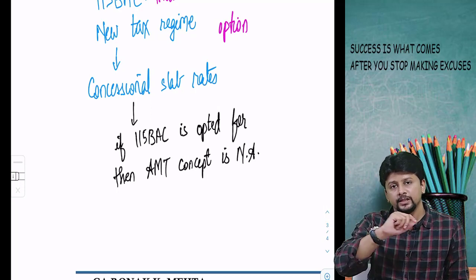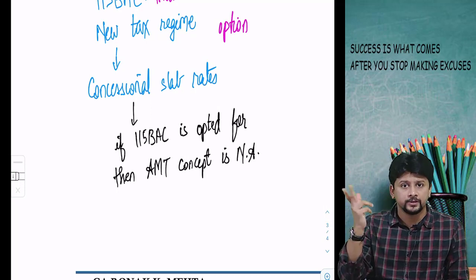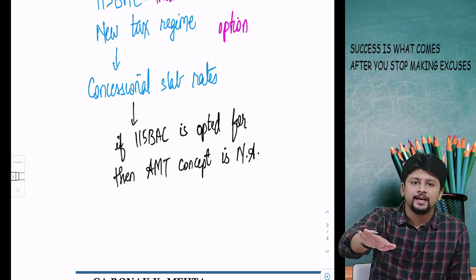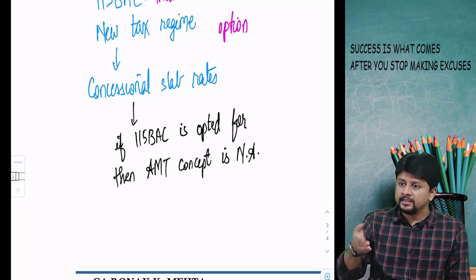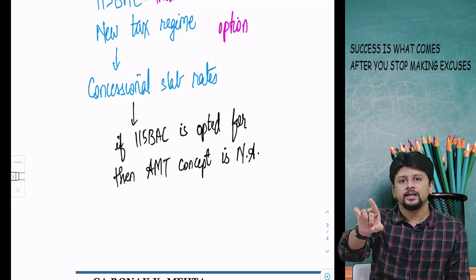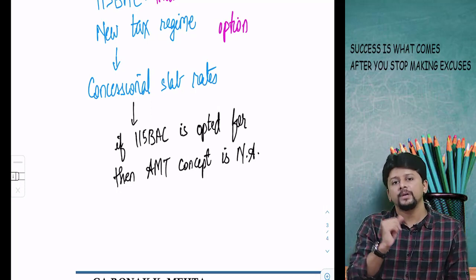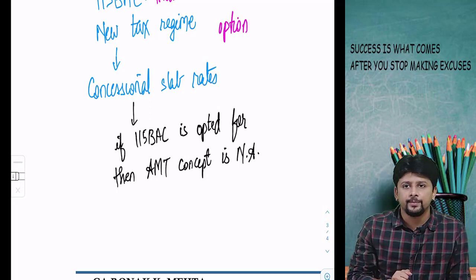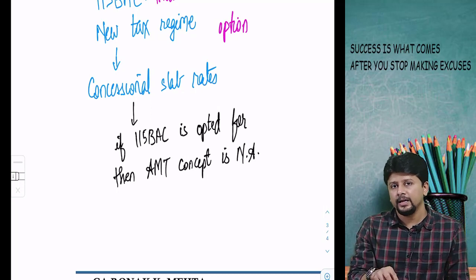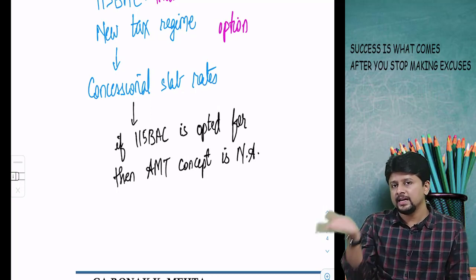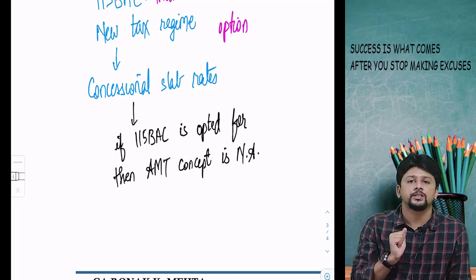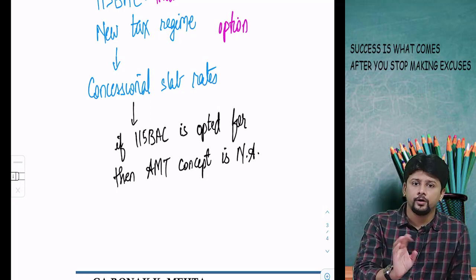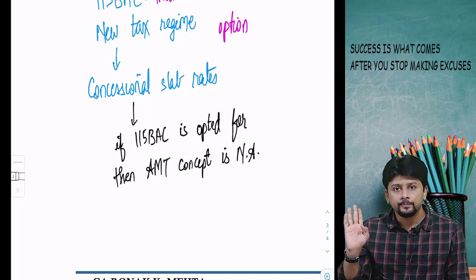But if you thereafter still say, I'm speaking from the government's perspective, if the government first gives you an option of paying tax at a concessional slab rate and thereafter says, okay, no, not concessional slab rate, ultimately you will have to pay AMT, then you are defeating the whole purpose of introducing the concessional slab rate. Because if you are applying AMT, ultimately the assessee is paying AMT only. So what's the point of having these concessional slab rates? And therefore, if 115 BAC is opted for, then AMT concept does not apply.